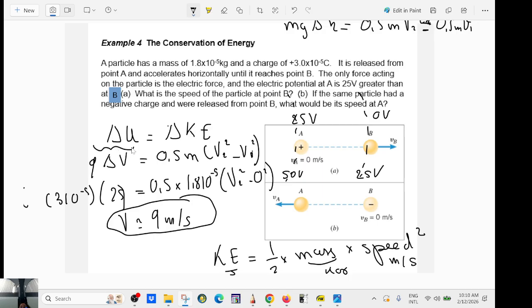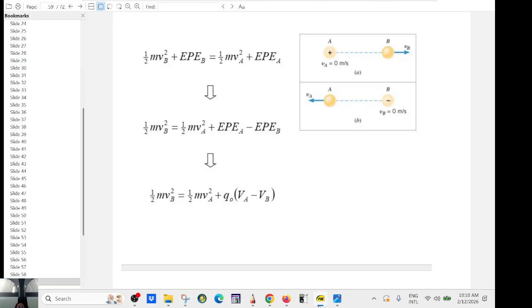Because the change in potential energy is just Q times the voltage drop, okay? Because voltage is energy for 1 coulomb. But you can do it this way. It will be the same thing.